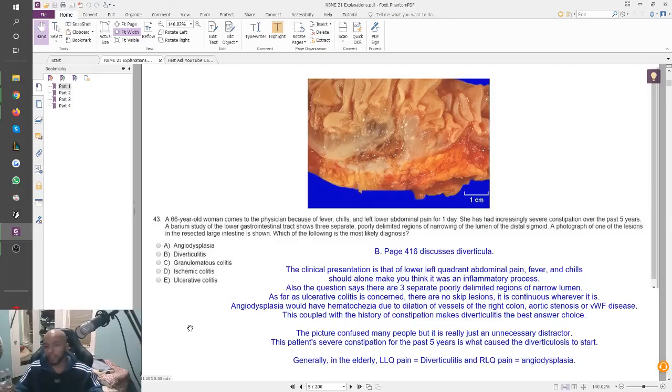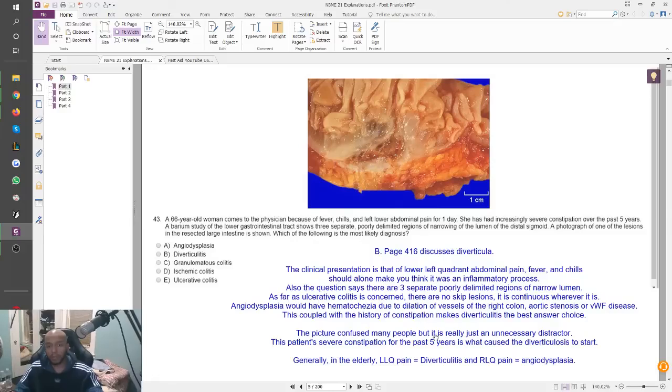Same thing with the other case scenario too. You're going to have a question that looks like a hematology question with von Willebrand factor disease, but neither VWF nor aortic stenosis will make you have hematochezia. So when you see a combination of those things, you pick angiodysplasia, and we do not see that combination here, so you don't pick it. Now, this, coupled with the history of constipation, makes diverticulitis the best answer choice.